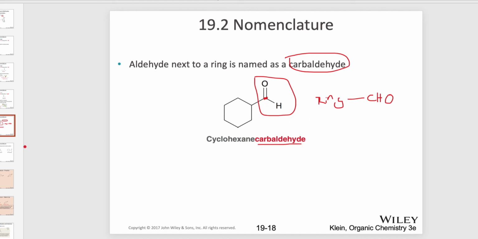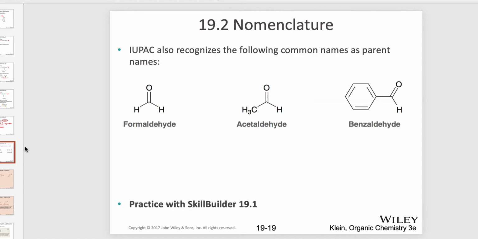Okay. Moving on to the next slide. Here are some other IUPAC recognized common names as well as parent names.